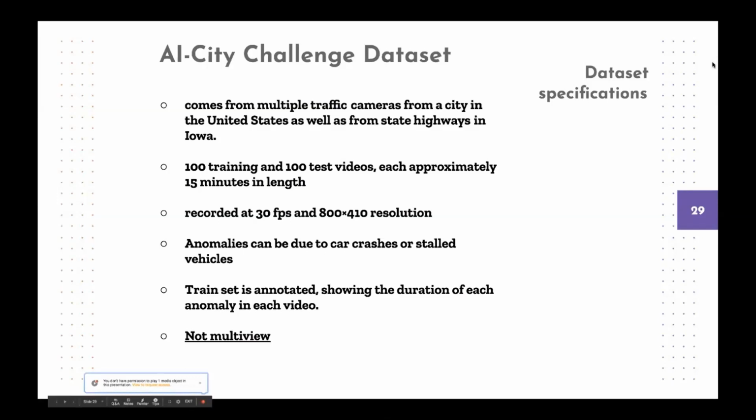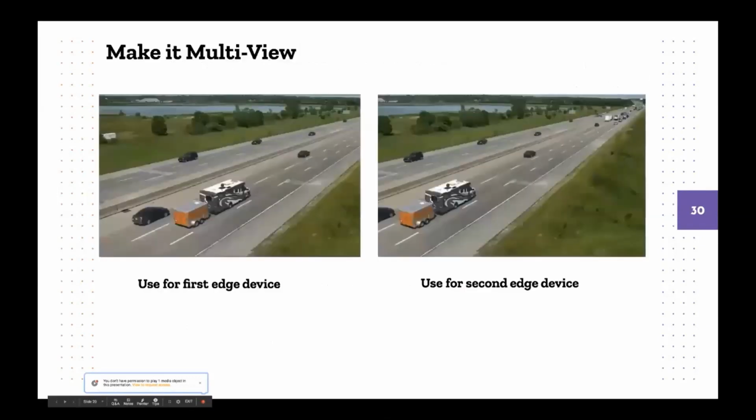However, this dataset is not multi-viewpoint, so we have to use OpenCV to crop each frame from the right and from the left to make it as if it's a multi-viewpoint dataset. This is how we use OpenCV: for the first edge device we crop, and for the second edge device we crop from a different position to make it multi-viewpoint.